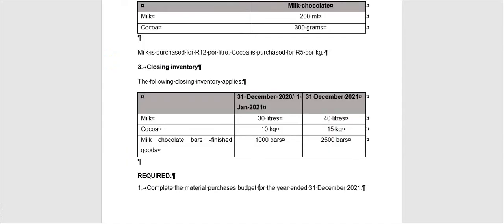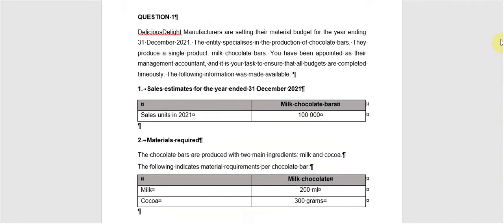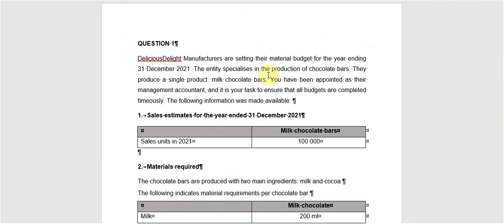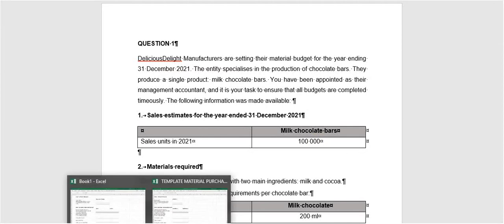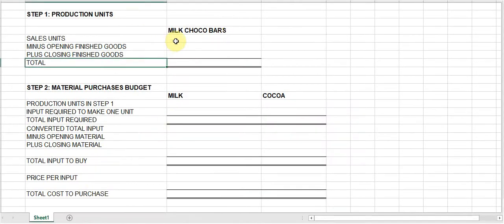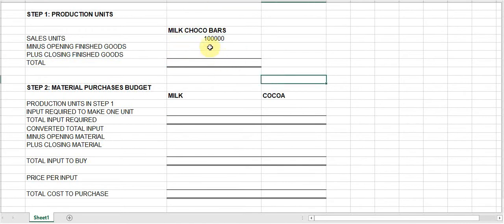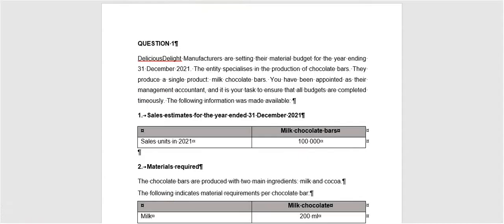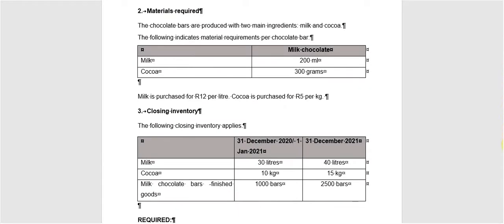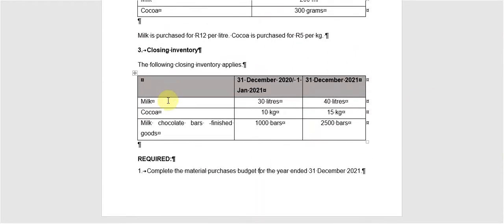Going back to my question, I remember in the first part of the question, they have told me that the expected sales units is 100,000 bars. So I can go and fill that out. So you are now basically taking the information and you are building a puzzle. Then the finished goods opening stock needs to be minused. I'm going back to my question. In note number 3, I have closing stock.